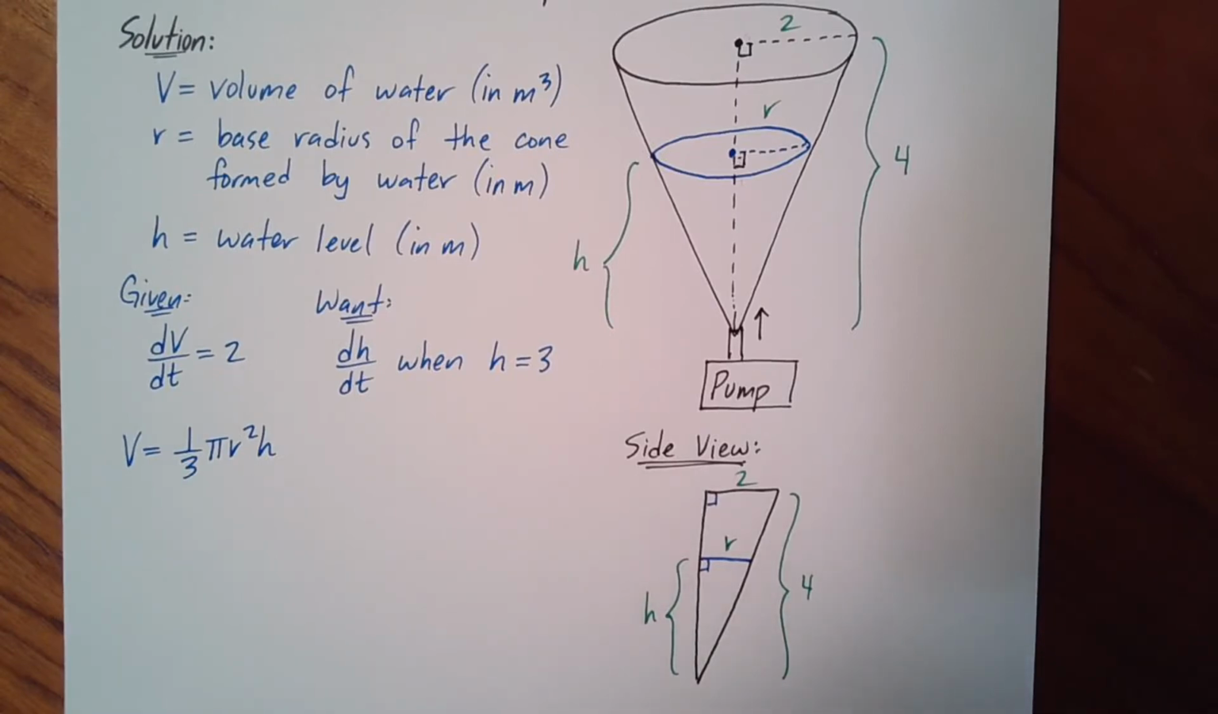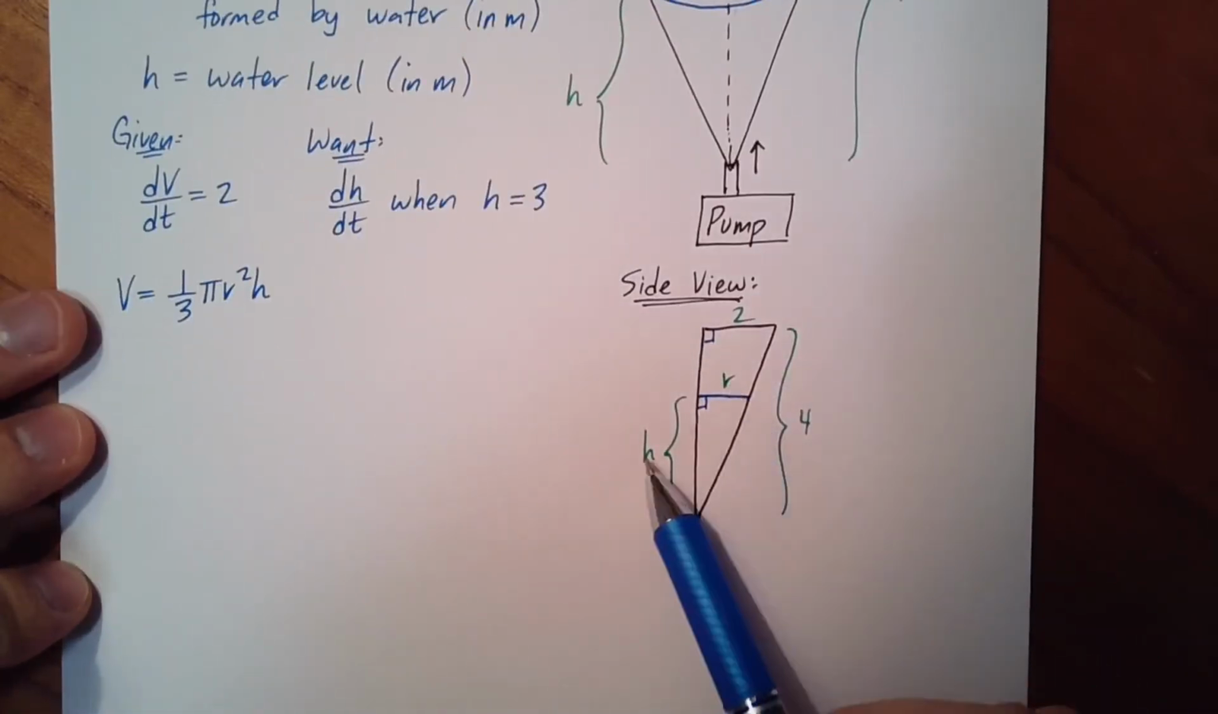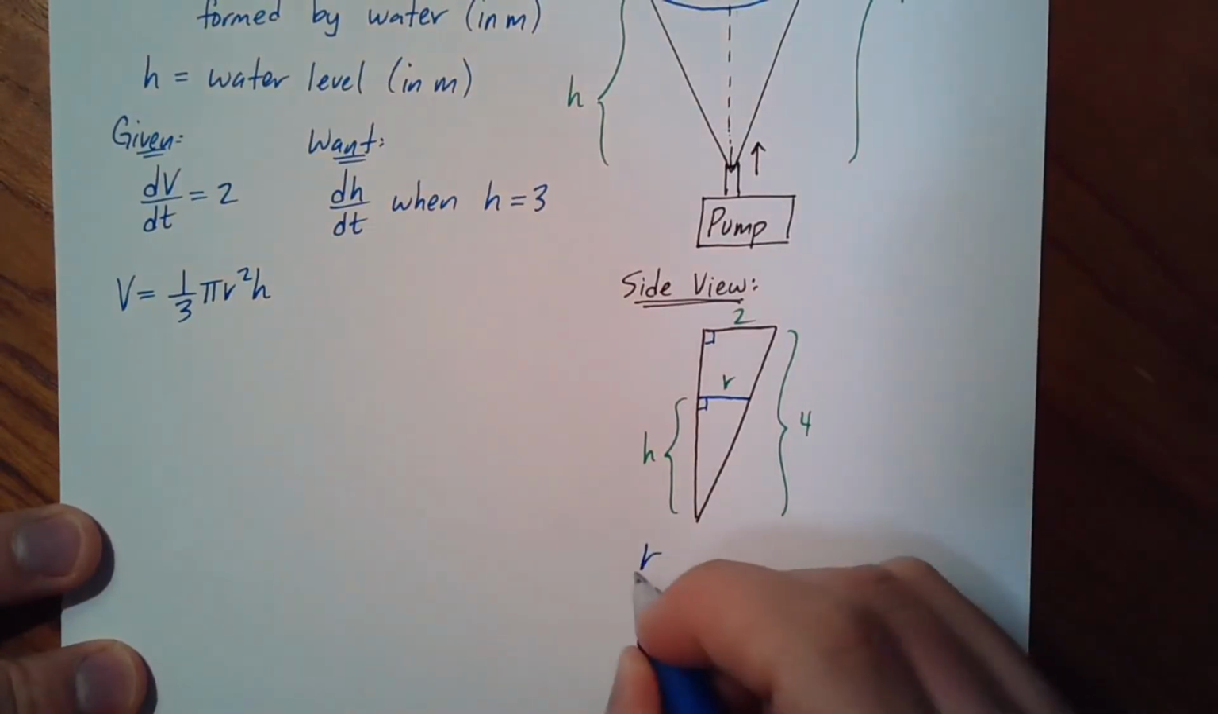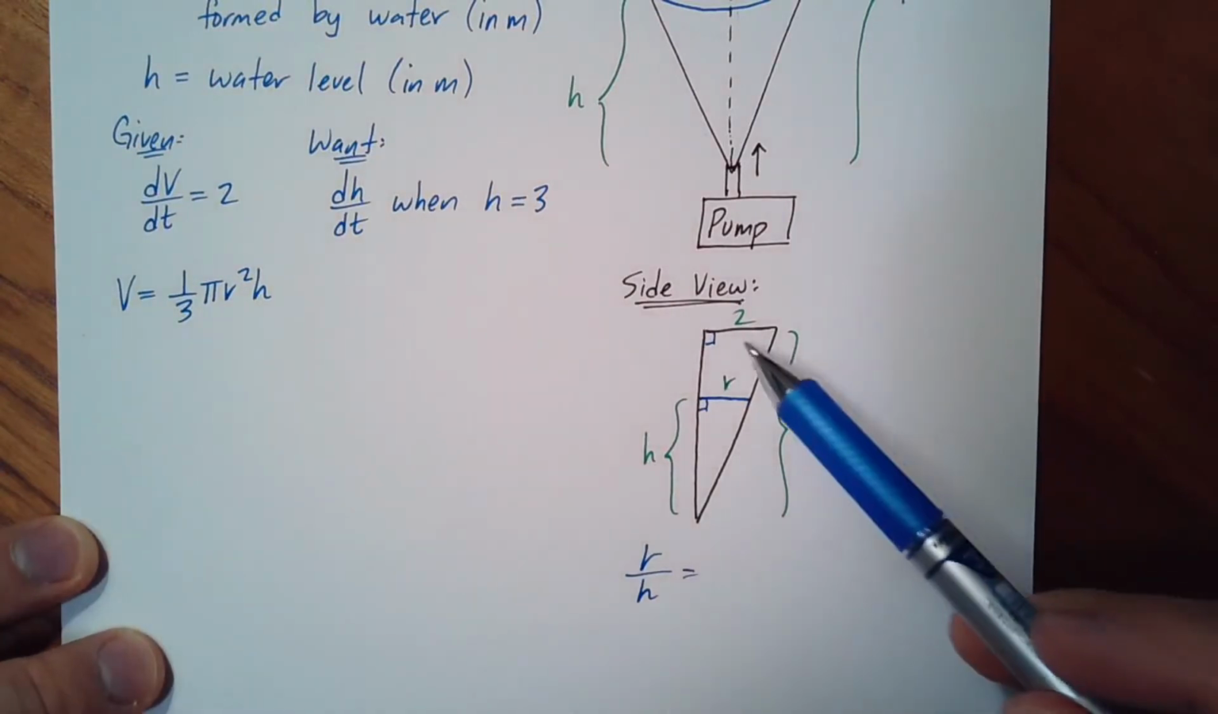Similar triangles. Both of these triangles are similar. They both have a right angle on the top left corner. On the top right corner, these two angles are the same because those two lines are parallel. So you know that these two angles are identical. And then for the bottom angle, they literally share the same angle. So these two triangles both have all the same angles, so any corresponding pair of sides must have the same ratio. In particular, the ratio of the radius to the height, r over h, has to be equal to 2 over 4.